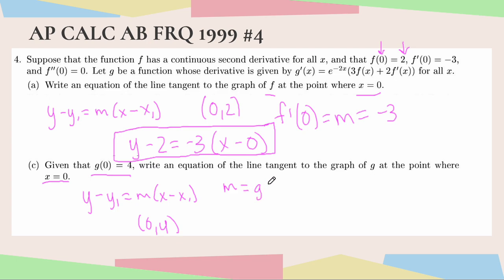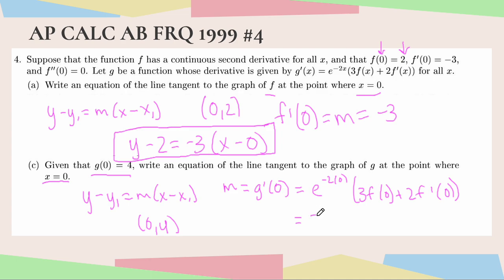So our slope is going to be equal to our derivative when our x value is 0. Now we have to use this equation here and plug in 0 in order to get our slope. So this would be e to the power of negative 2 times 0 times 3 times f of 0 plus 2 times f prime of 0. Simplifying, this becomes negative 2 times 0 is just 0, e to the 0 is just 1. As a reminder, any number to the power of 0 is 1, so I'm actually just not going to write that because I know it's a 1, and it's being multiplied.